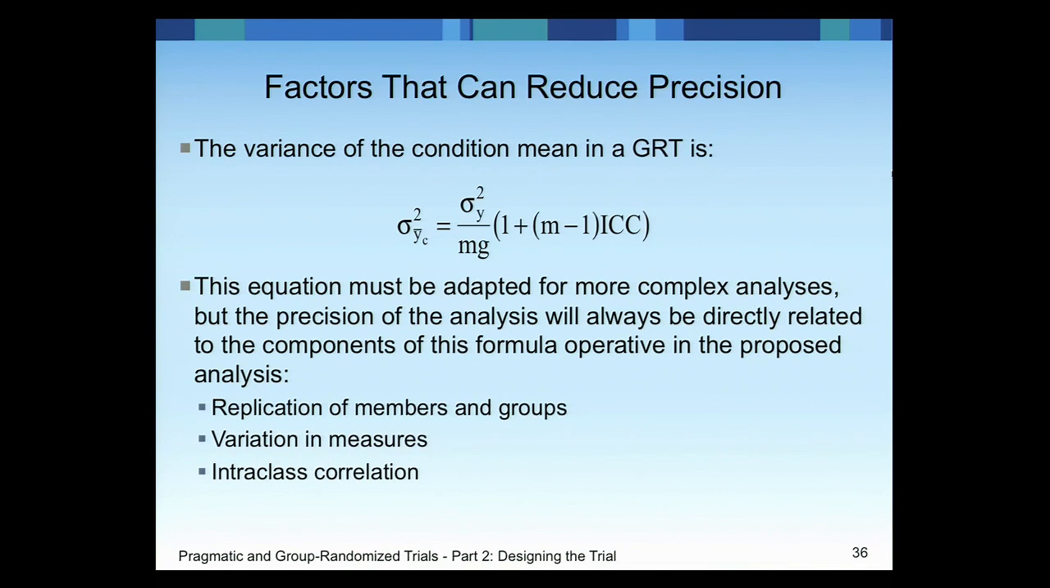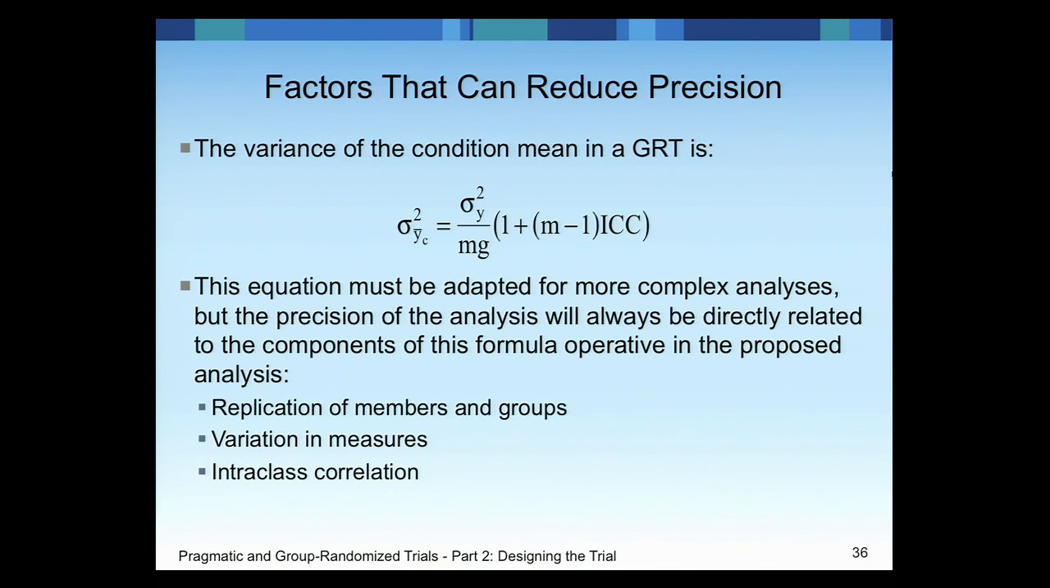of the equation and thinking, okay, what can I do to make the left side of the equation as small as possible? We do that by increasing the number of groups, increasing the replication of groups, since G appears only in the denominator. We can do that by increasing the number of members in each group, because M is also in the denominator. But we don't get as much out of adding members as we do adding groups, because M is also in the numerator, and that is in the 1 plus M minus 1 times ICC parenthetical component.